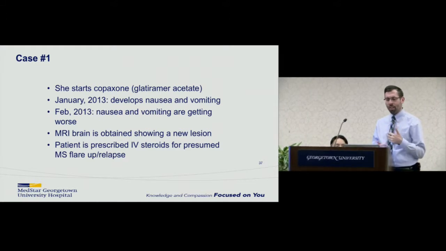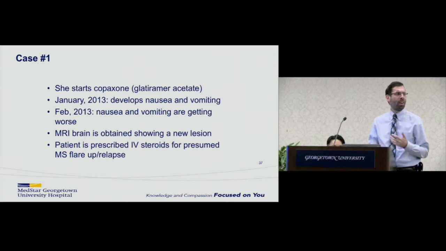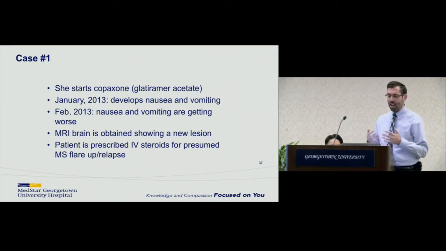But after she started that, the next year she started having nausea and vomiting. And then it was getting worse a month later. And so she got another MRI of the brain. So we're trying to figure out why is she having so much nausea and vomiting. That's not a typical side effect of Copaxone. She had a new lesion.